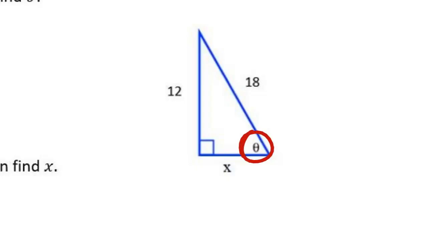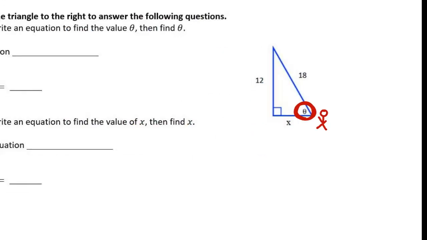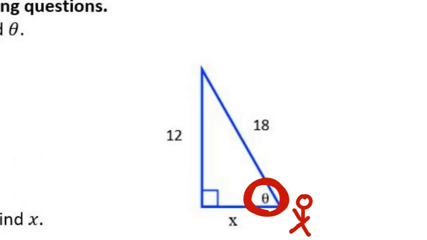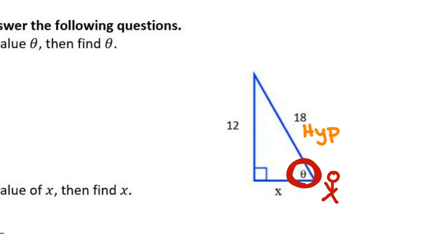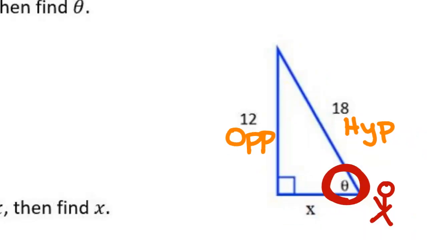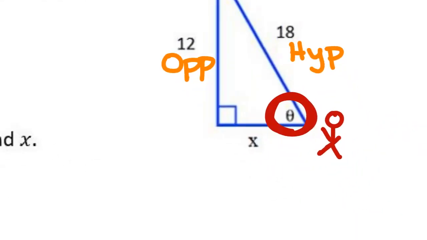Well, theta is right here. So this is where I'm going to stand. I need to label up my sides. Where's the hypotenuse? 18 is my hypotenuse. Which side is the opposite side? 12. And so x has to be which side? Adjacent.